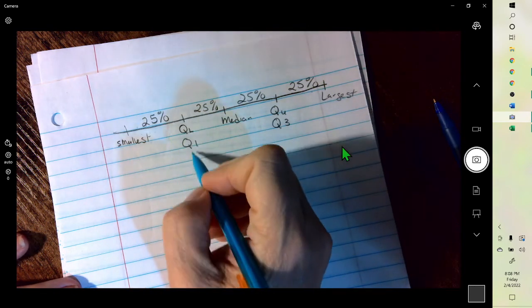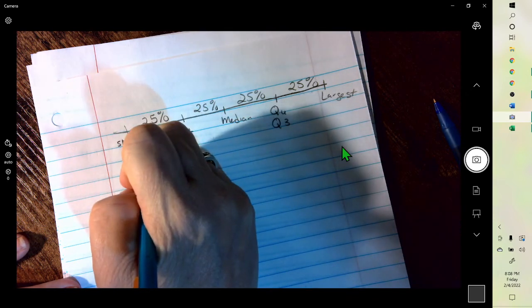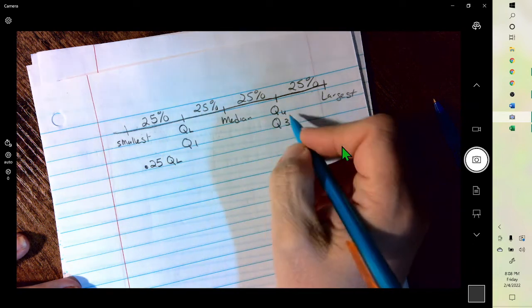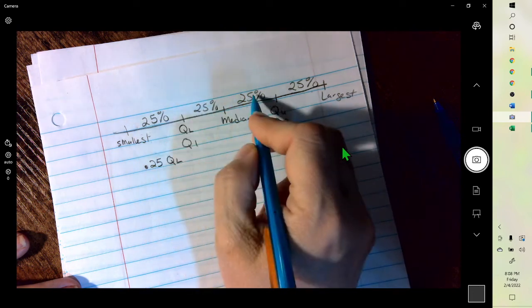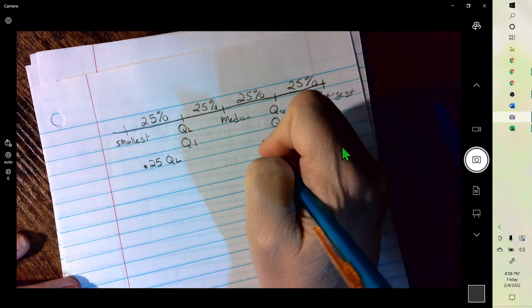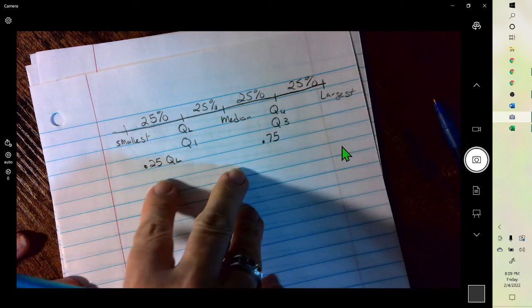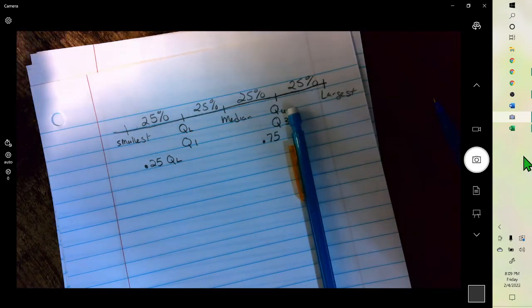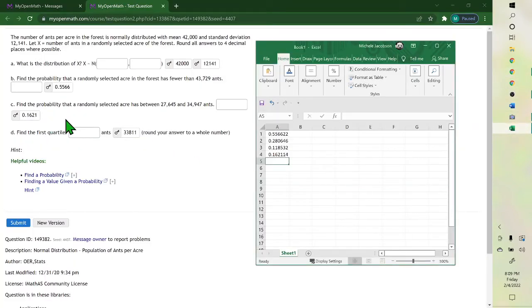So if we want the lower quartile, 25% of the data is below it. If they ask for the upper quartile, 3/4 or 75% of the data. So to find the upper quartile, you'd use 0.75. We wanted the lower, so it's 0.25. So for this one, find the first quartile.